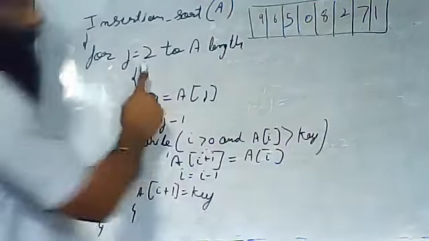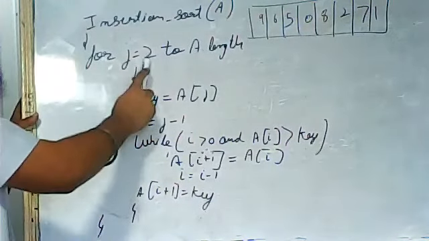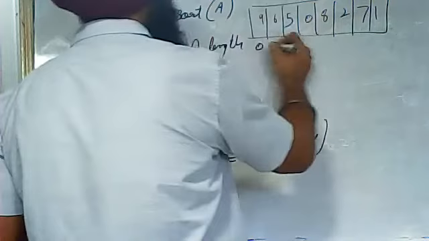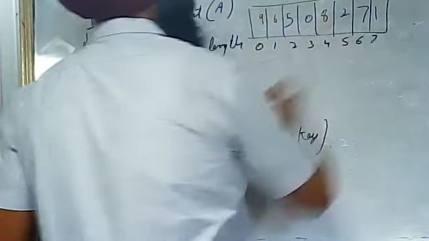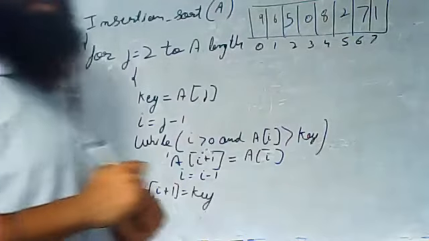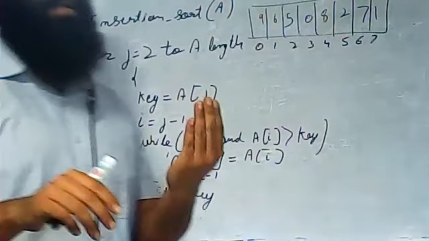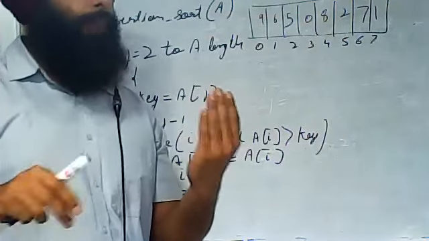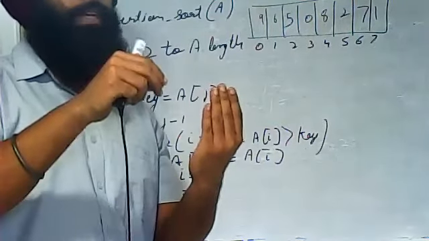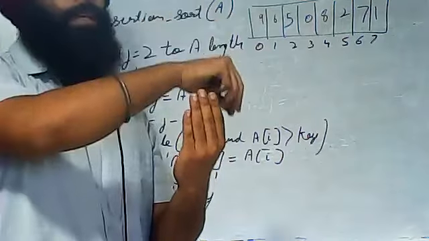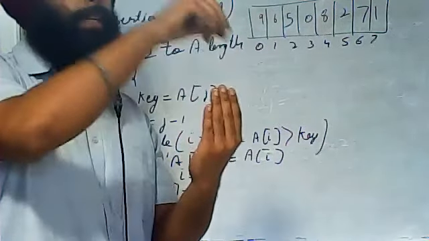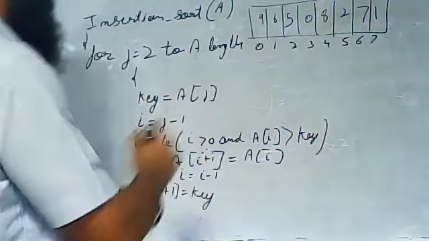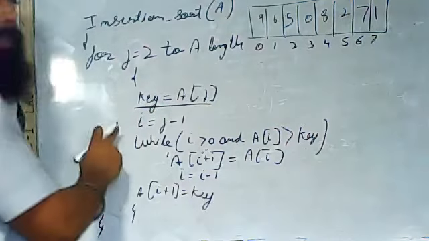That's why we have started the loop from 2, for j equals 2 to the length of the array. This is the length of the array. So we'll take the second card and check it with the first card, which we already drew, and we'll place it according to its position. If it is smaller than this card, it will be placed on the left side, and if it is greater than this card, it will be placed on the right side. So we'll compare it with the second element. That's why we have taken the key element A of j.